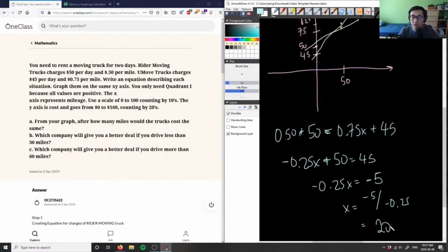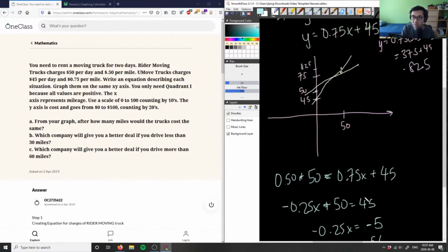So basically, if I equate these two, the point of intersection for both these lines is going to be at 20. So this point should be at 20. So in 20 miles, the trucks would actually cost the same.